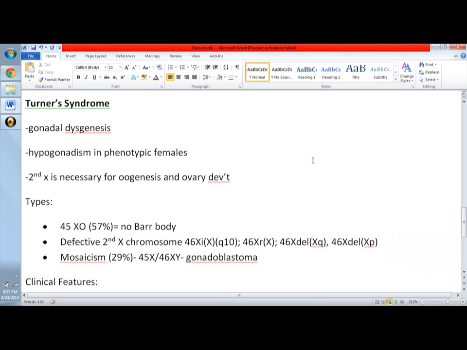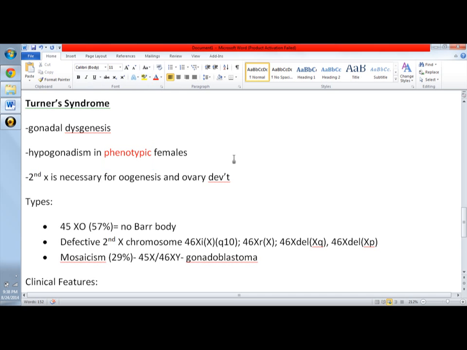So for Turner syndrome, we now turn to gonadal dysgenesis. A while ago, Klinefelter syndrome is actually a testicular dysgenesis, but Turner syndrome is a gonadal dysgenesis. It results from a complete or partial monosomy of the X chromosome. It is characterized by hypogonadism in phenotypic females. It's actually the most common cause of hypogonadism in phenotypic females.